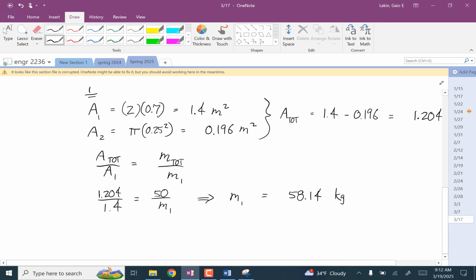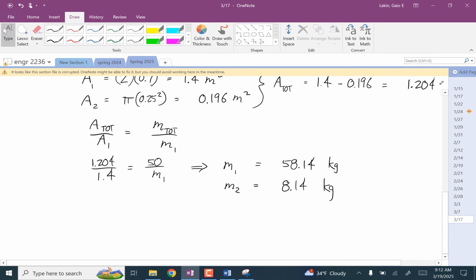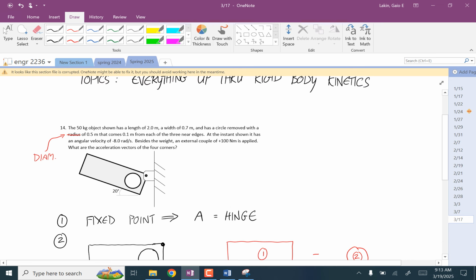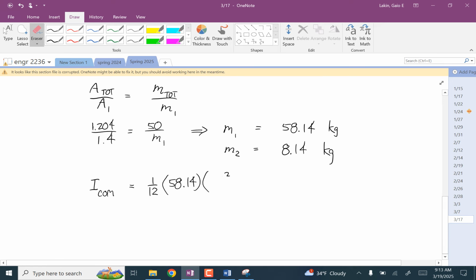Okay, and then that tells us that the mass of the second one is 8.14. So now we have the masses. So now we can say that the mass moment of inertia of 1 about its center of mass. Everyone with me on what I've done so far? So this is equal to 1/12 times the mass of piece 1 times the quantity, 1.4, is that what it was? No, 2 squared plus 0.7 squared.